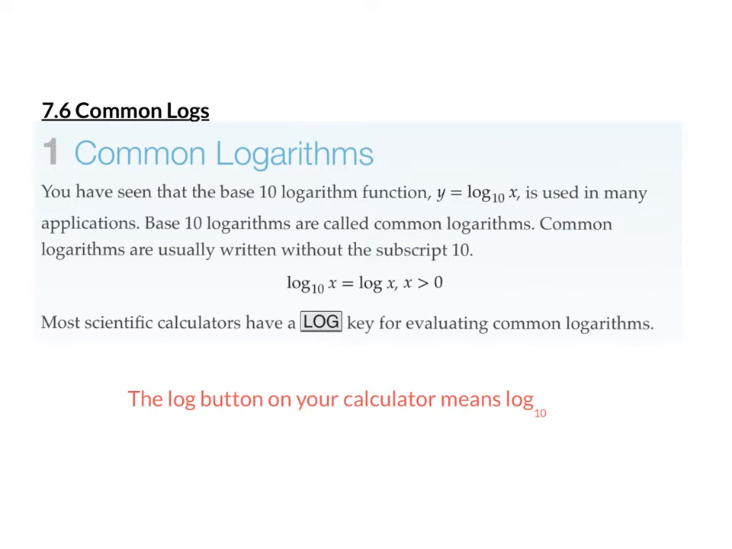And basically, what I wrote there: the log button on your calculator means log base 10. We just don't write the 10, because it's so common in the number system that we live in. All the properties that we learned yesterday, all the exponential form and logarithmic form, it all still applies. Questions on any of that?